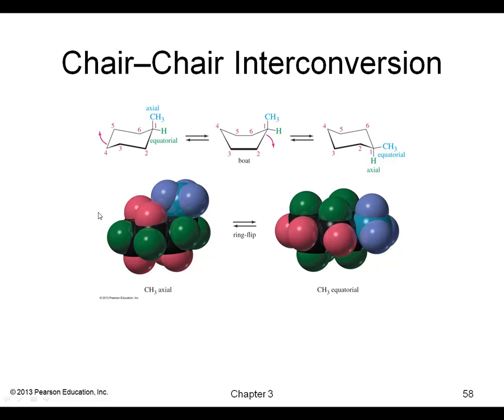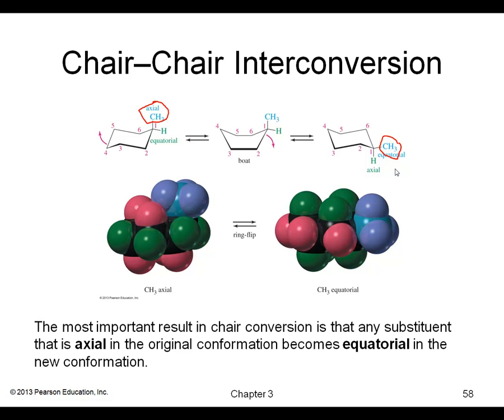So here we see the chair-chair interconversion. If a CH3 here starts axial, upon it doing a ring flip, it will be equatorial upon the ring flip. Okay? So axial converts to equatorial, equatorial converts to axial upon the ring flip. Okay, very important rule.